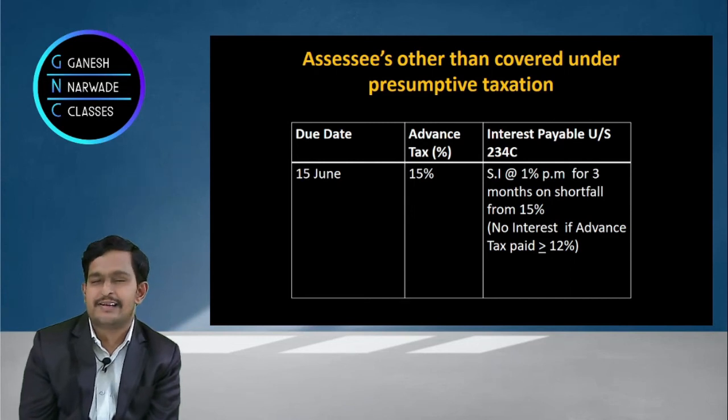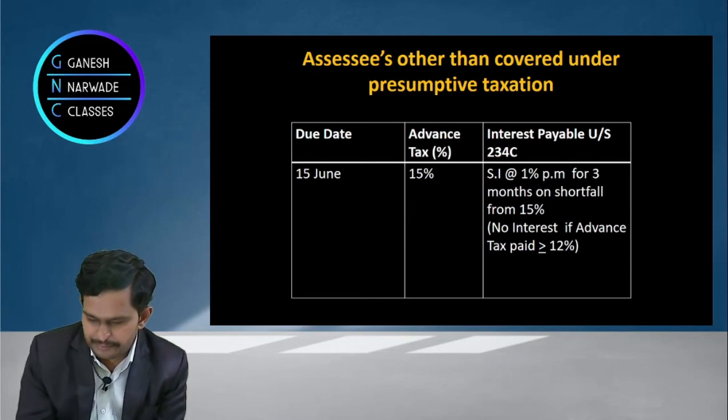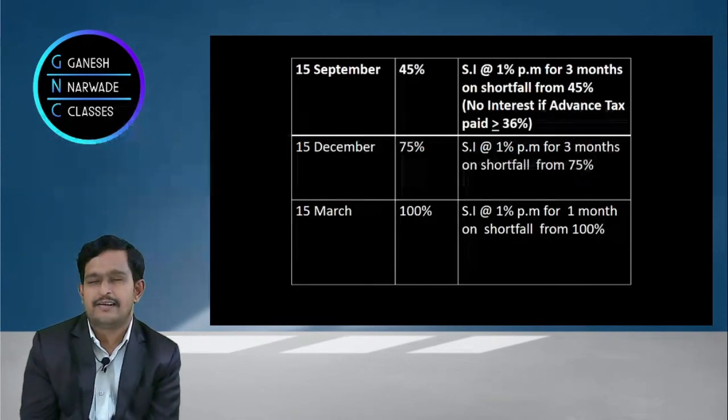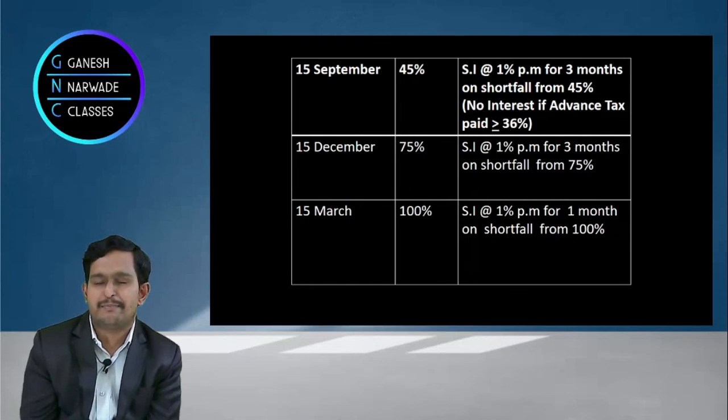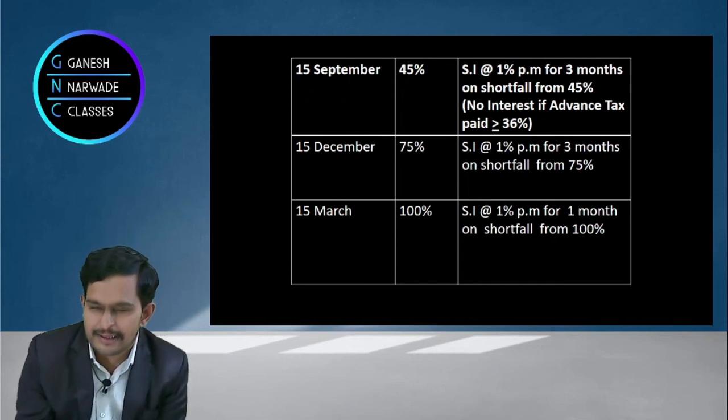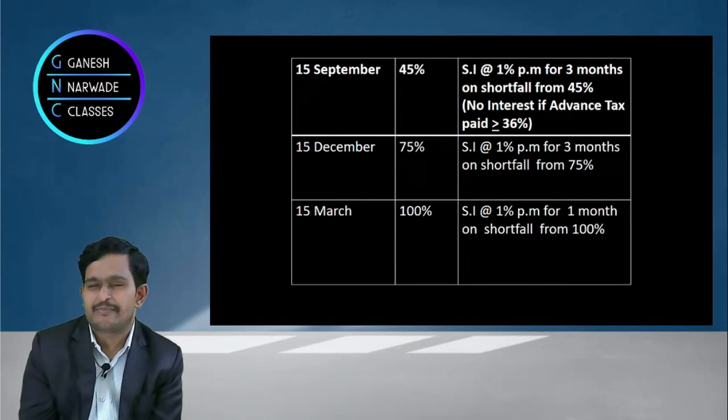Now, next thing you have to be careful about. If you delayed here, how much delayed? 15th March तक पे करना था. कितना? 100%. But how much did you pay? You paid less than 100%. Then 1%, because March 15th से 31st March तक is less than 1 month, right? And part of the month is treated as 1 month. So for that they will charge 1%. This way you should remember.